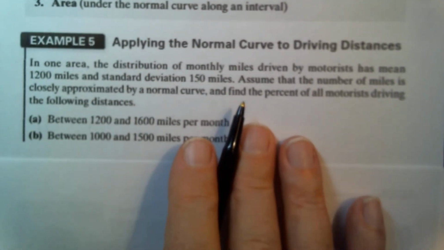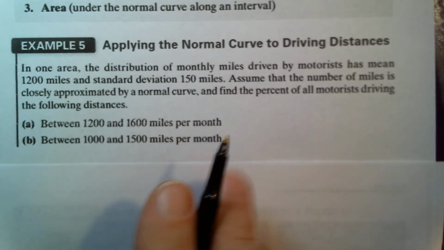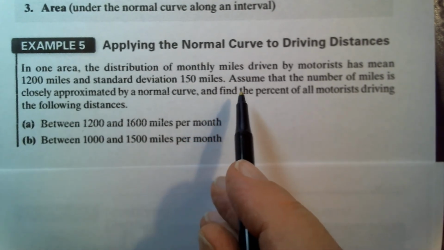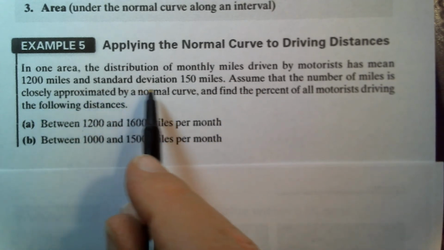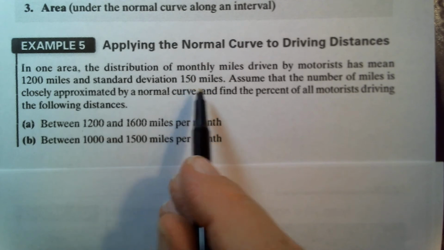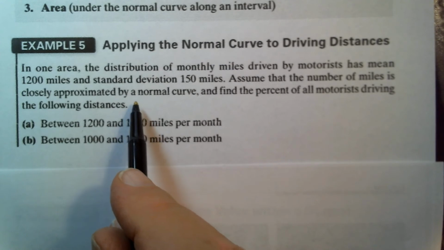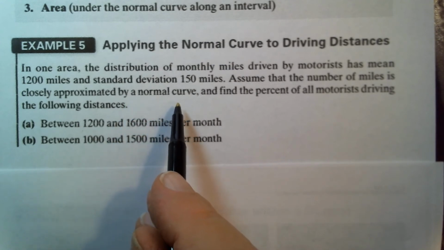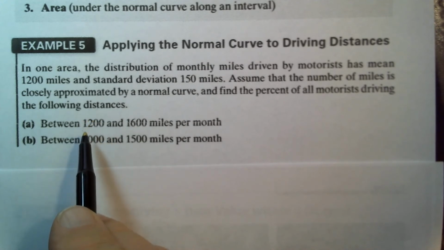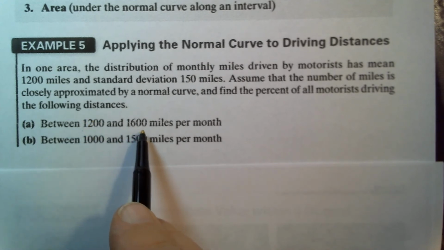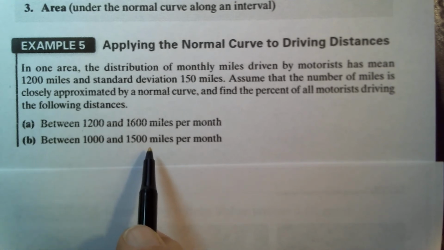Let's say in one area, the distribution of monthly miles driven by motorists has a mean of 1,200 miles and a standard deviation of 150 miles. Assume that the number of miles is closely approximated by a normal curve, and find the percent of all motorists driving the following distances: between 1,200 and 1,600 miles per month and between 1,000 and 1,500 miles per month.